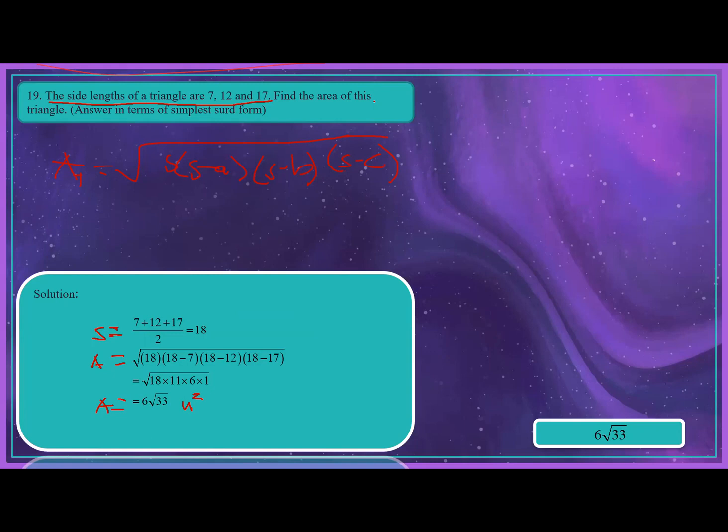Okay, so any question? How to write square root in the test? Okay, you can write square root, something like that. So for this case, 6 square root of 33. Okay, thank you. Any other questions?